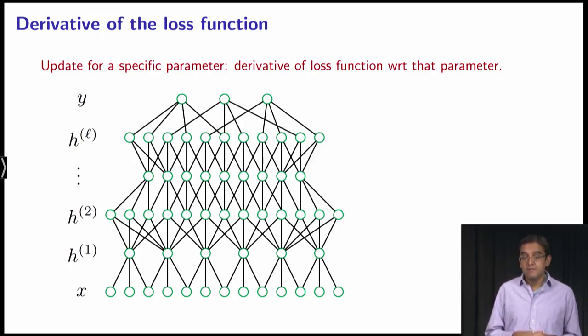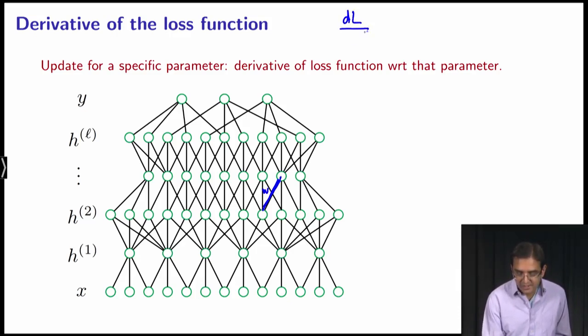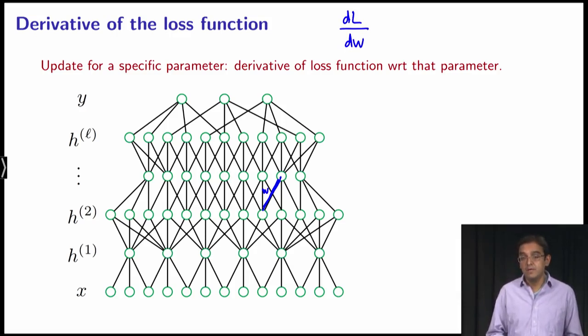Remember that there is a parameter for every edge in here. Every edge, for example this edge, has an associated parameter w. We need the derivative of the loss with respect to every such parameter w. Why? Because the way we're going to update w is using that derivative. We're going to move w in the opposite direction of that derivative.